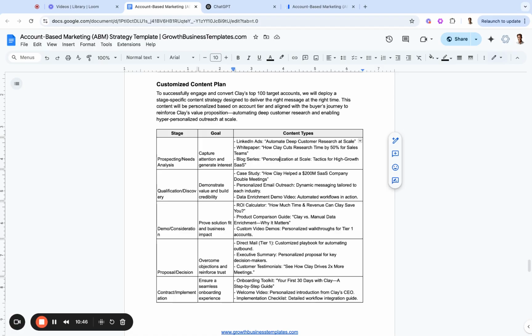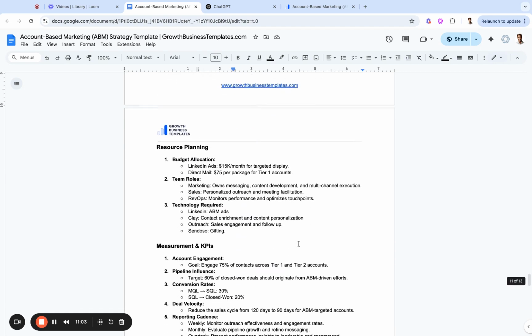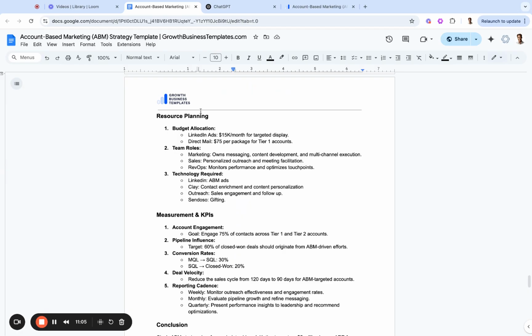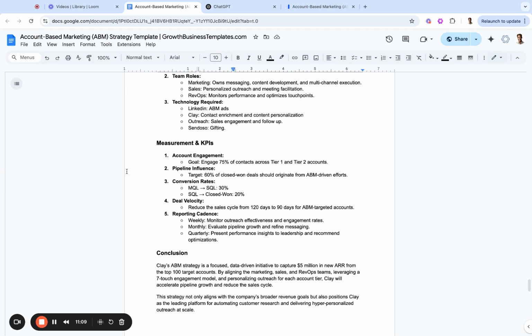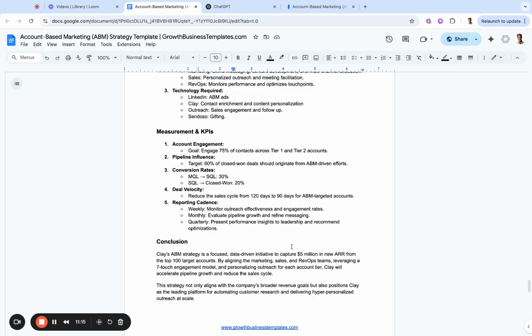Really powerful. We've been using it recently to do some really interesting things in finding accounts, finding the contacts and their contact information at those accounts, and then leveraging signals from different platforms to reach out to these folks at the right time with the right content. Then we go into resource planning. So just quickly outline where you're going to spend the money and the technology required, and then the measurements and KPIs. So that's actually what a plan might look like.